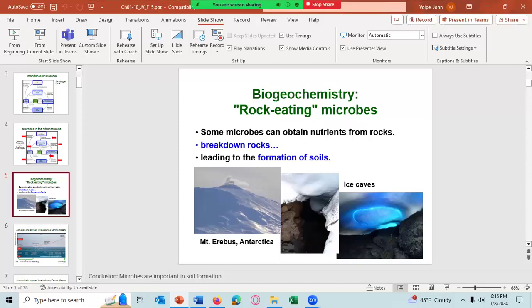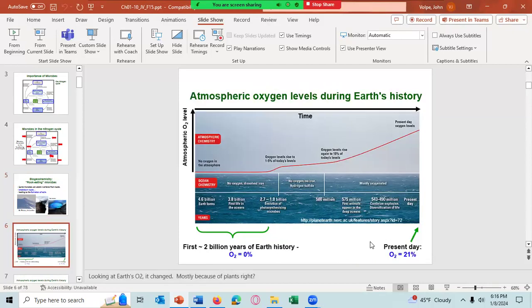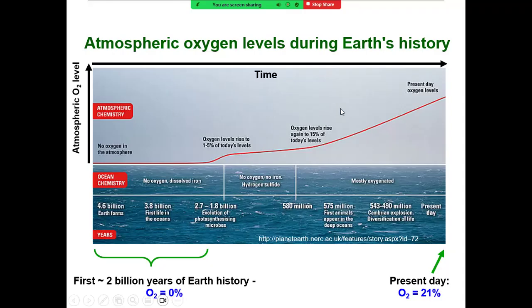So microbes also are important in making the soil. Microbes are also important in the making of the Earth's atmosphere. If we look at the level of oxygen in the atmosphere of the planet Earth, currently at the present day, it's at 21%. But you go back in time, Earth's oxygen level decreases up until about 2.7 million years ago, when the oxygen level was actually 0% in the first 2 billion years of Earth's history.